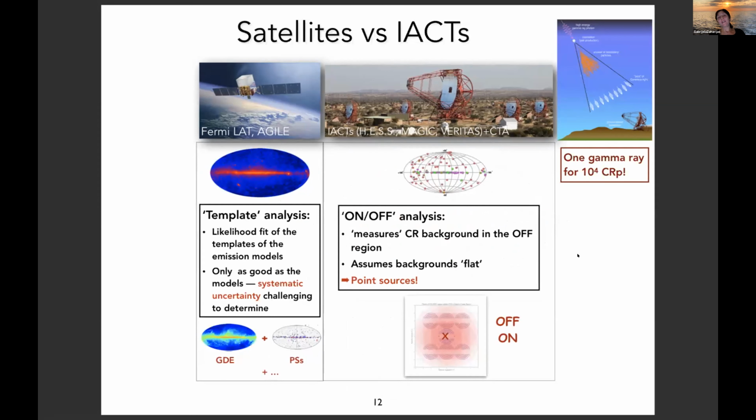This difference also determines the kind of analysis you can do with this data. With satellite experiments, you can build your templates, your different models that you think can fit your data. Then you put them through the likelihood analysis, and you see how you best describe your data in terms of gamma ray emission. For ground-based telescopes, it is harder because you have this proton background that is not so easy to model. So what they were doing was measuring: you have your region where you measure the signal, but then you measure the background elsewhere. It was quite a different approach, and this approach for ground-based telescopes had a limitation that you could see only point sources and not extended emission.